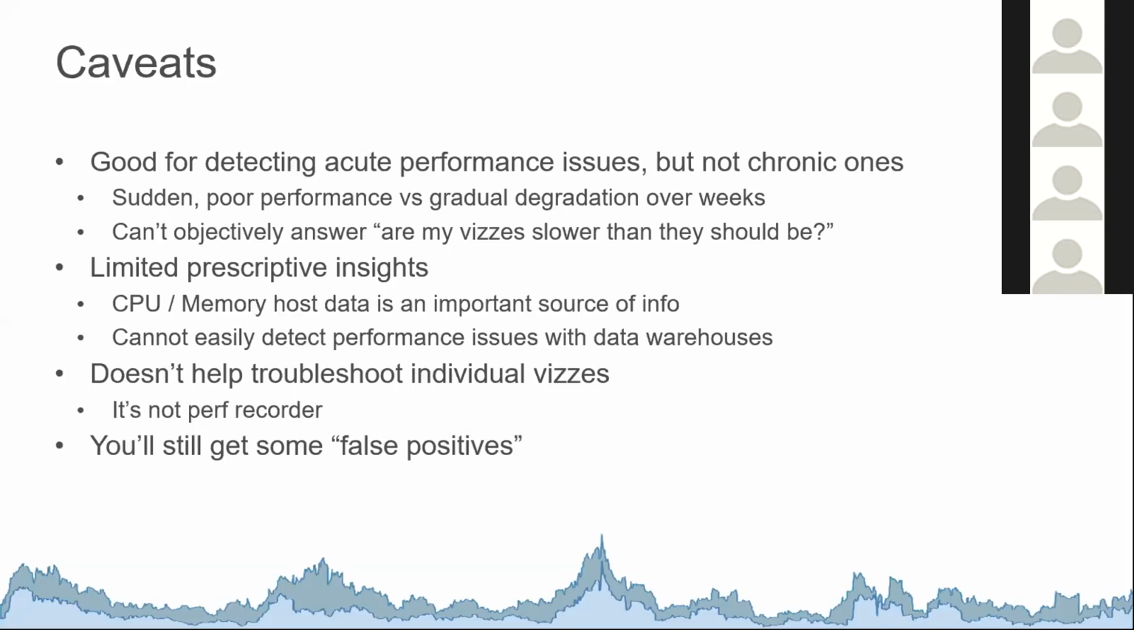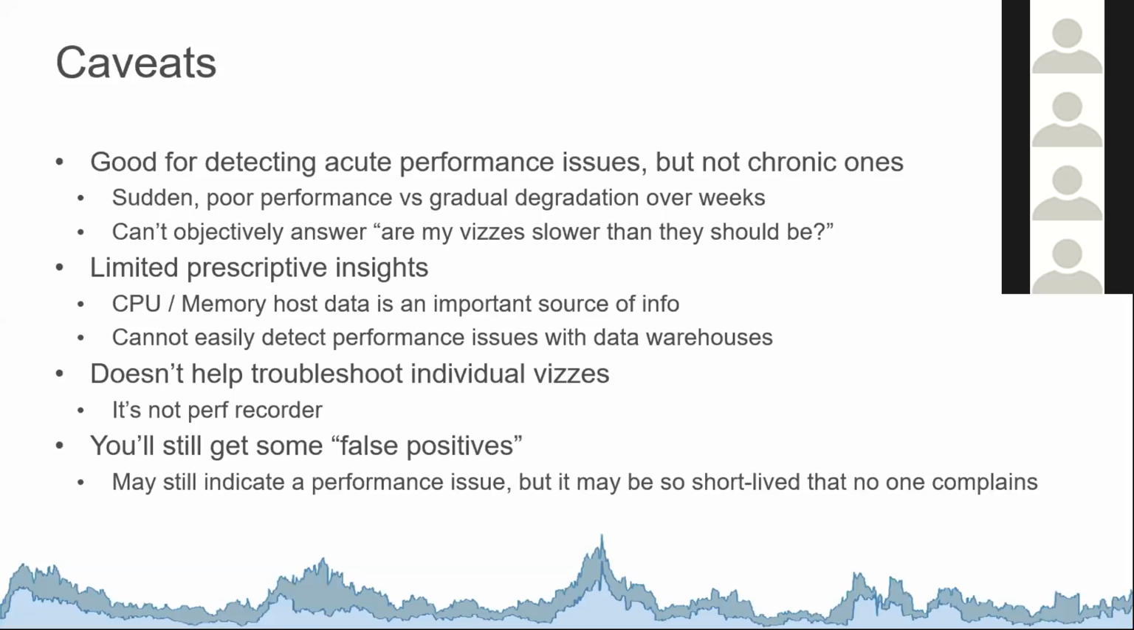And of course, like with all alerts, you're going to get some imperfect ones that are false positives. And we get a lot that actually probably do indicate a performance issue, but people don't notice them. So it might be that they just put up with it and don't complain, or it happens so quickly and goes away again that nobody gets a chance to complain. So those are sort of false positives in that even if it's a real performance issue, it's not bothering people enough to actually say something about it.